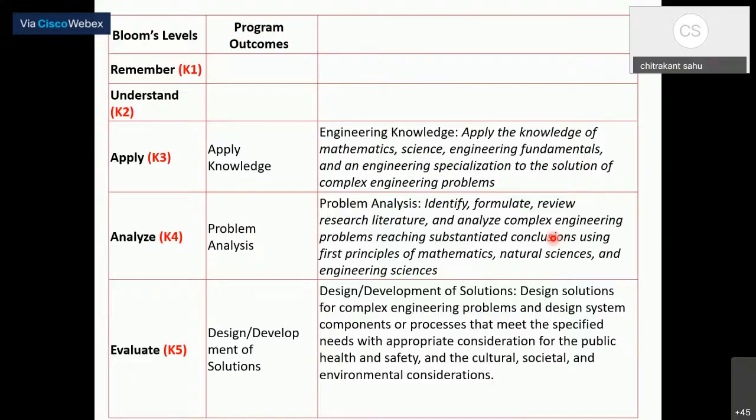Okay. And then third one is evaluate. So if we ask to evaluate some kind of circuits, okay, so that is related with the design and development of solutions. Okay, so easily if you use these different keywords while writing the course outcome, then it will be helpful to map our course outcome with the program outcome.